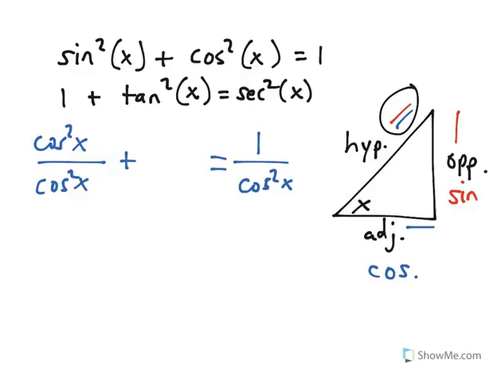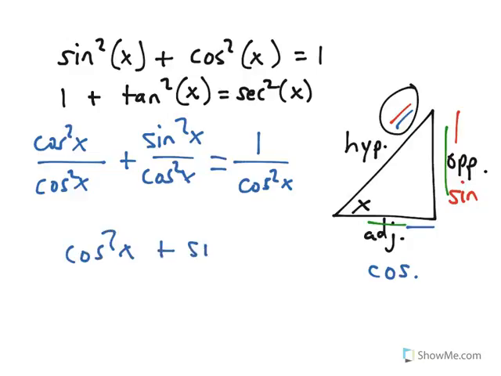And tangent. Well, we know the tangent is opposite over adjacent, right? But we also just said that sine is the opposite and cosine is the adjacent. So we could also rewrite tangent squared as sine squared x over cosine squared x. And now, as you can see, we actually have a common denominator. So we can just say cosine squared x plus sine squared x equals 1. And that is exactly the same thing as our original identity. So this is also true because of the same concept here. Let's go to the last one.